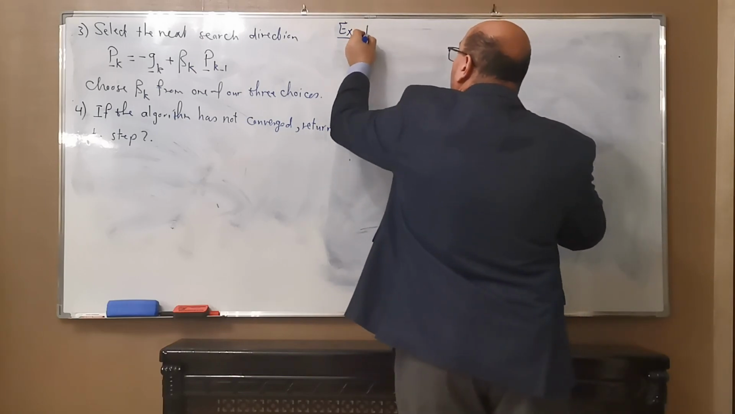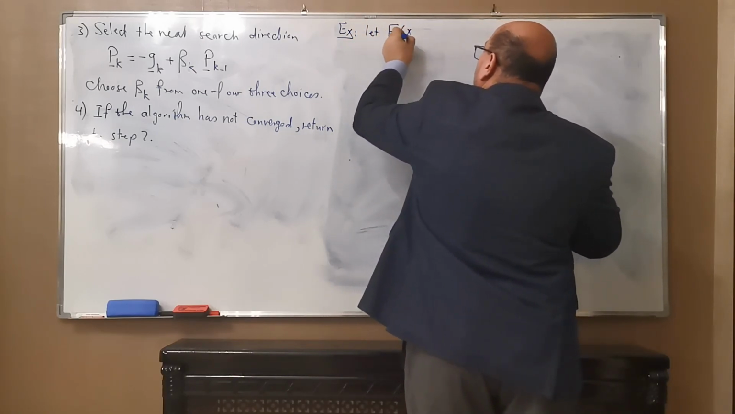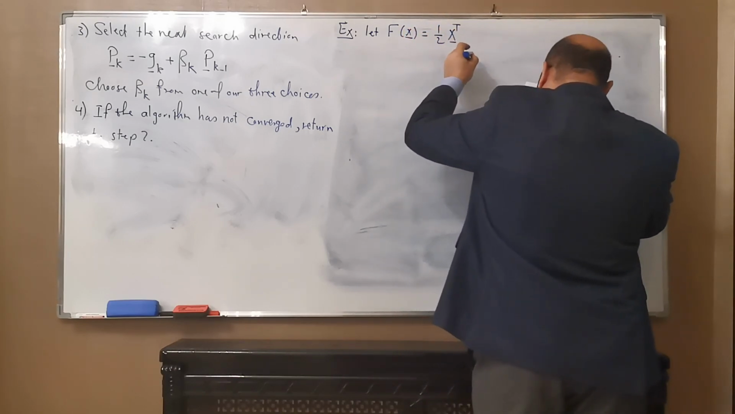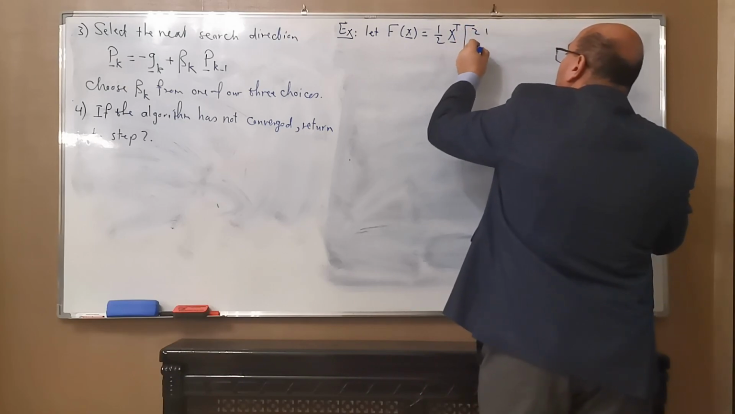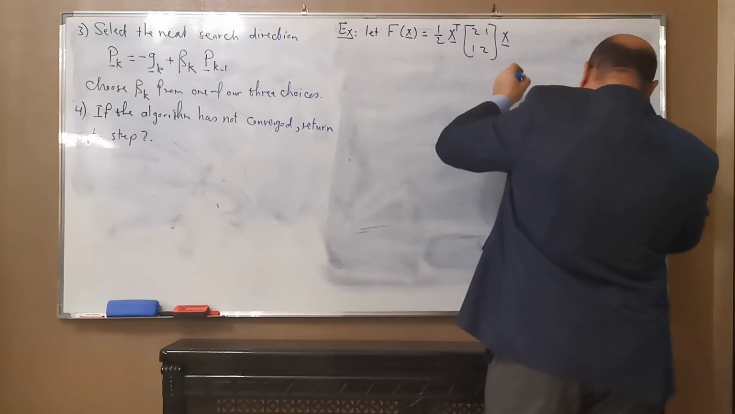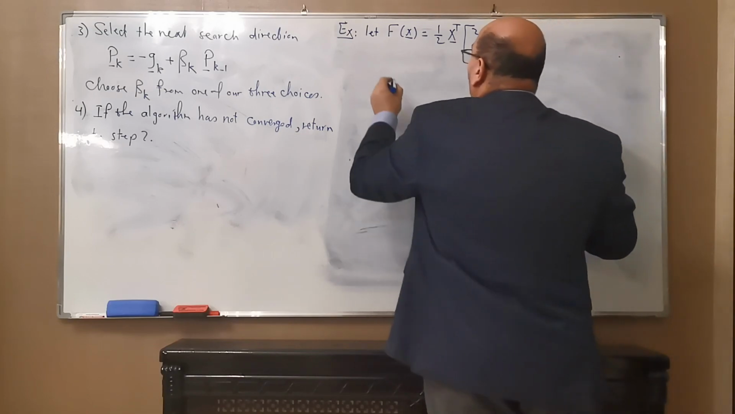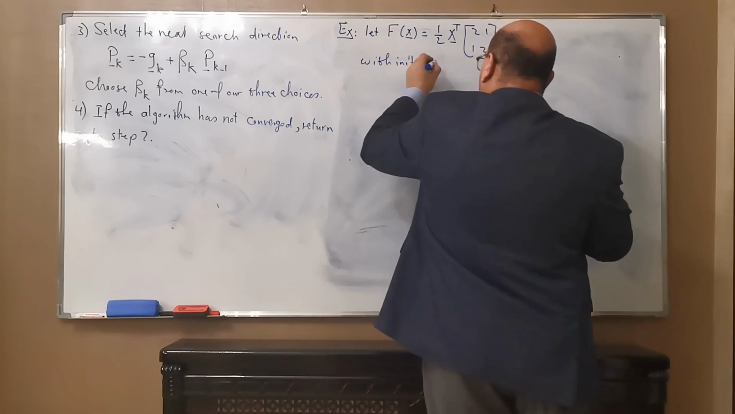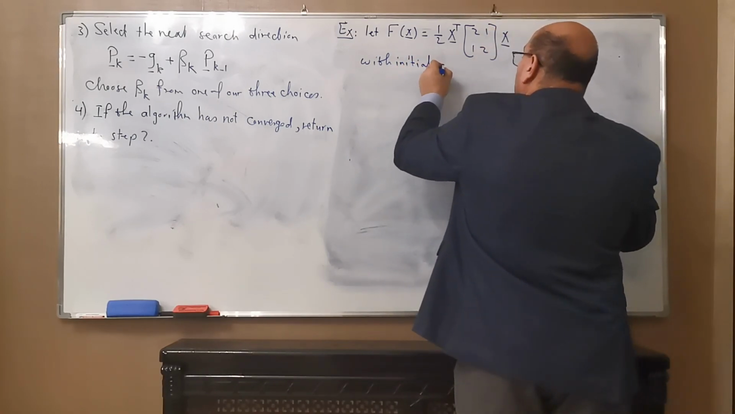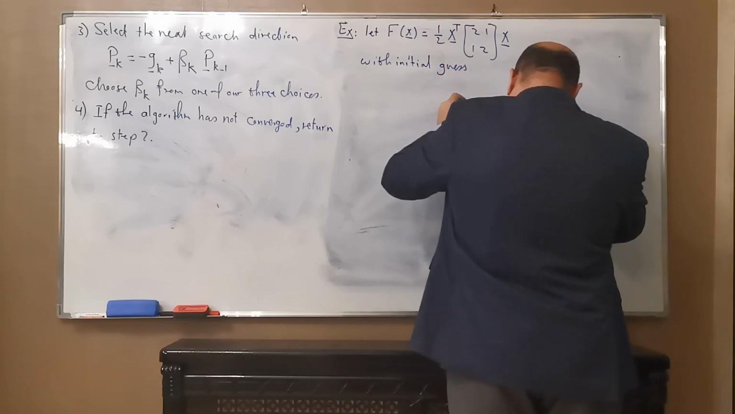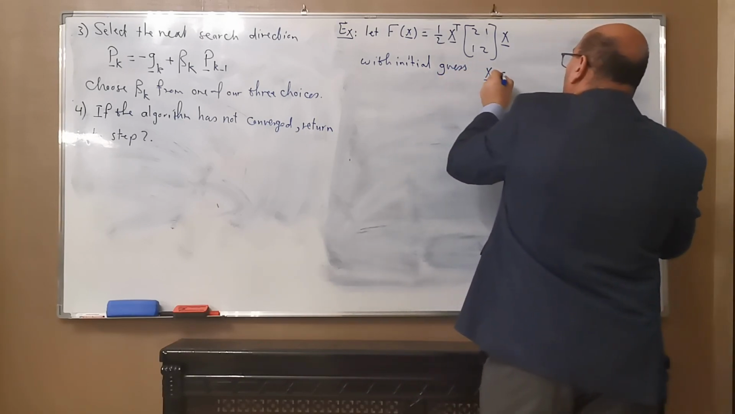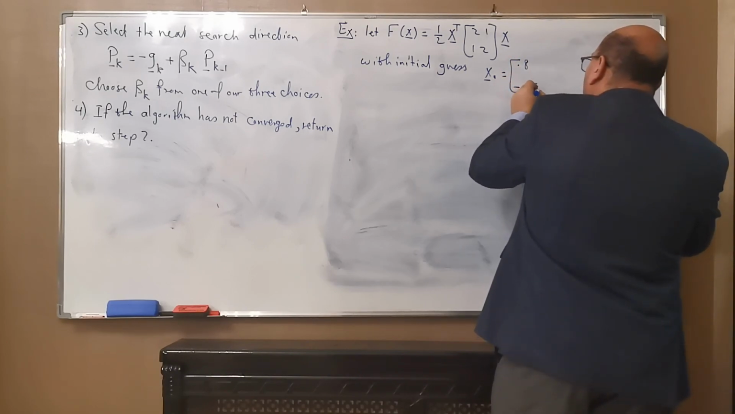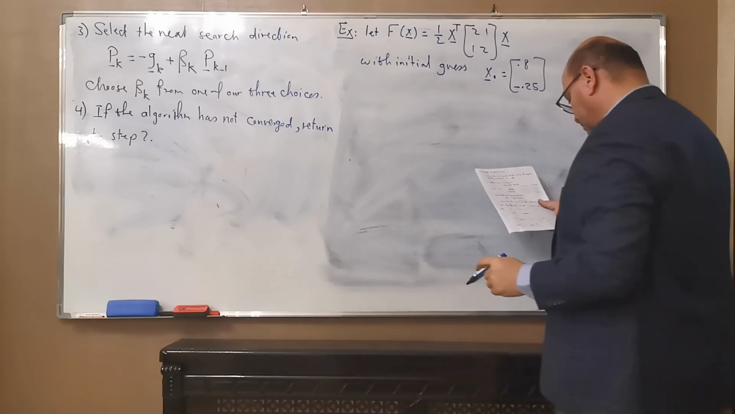For example, let f(x) equal 1/2 x transpose times the matrix [2, 1; 1, 2] times x, with initial guess x0 equal to (0.8, -0.25). Okay.